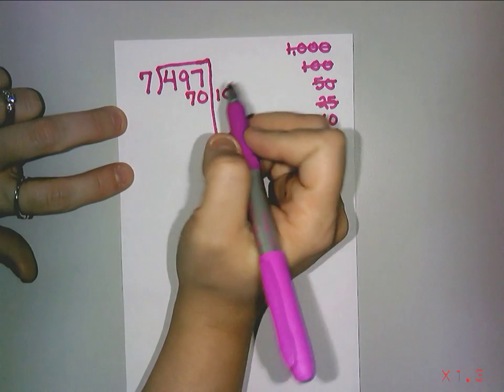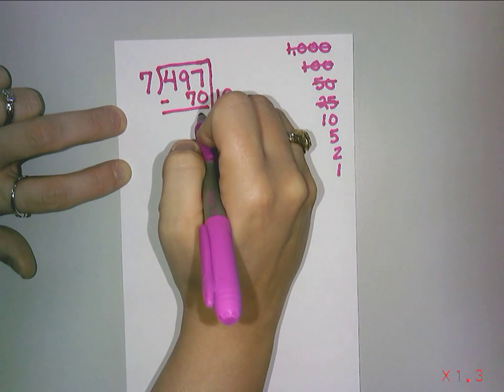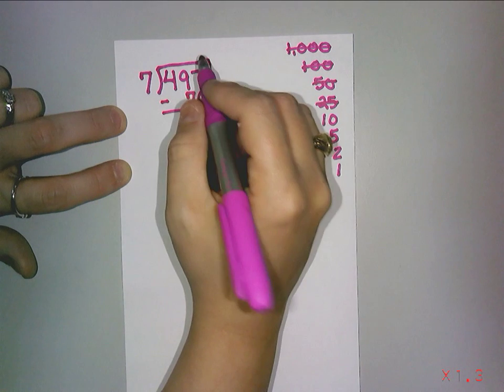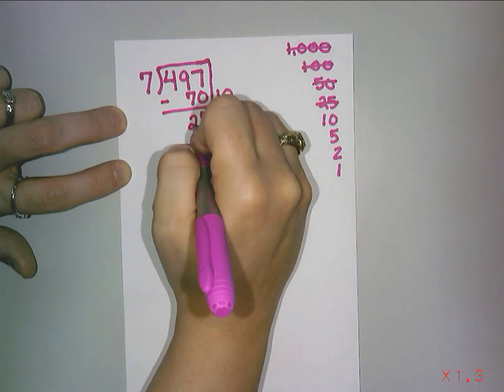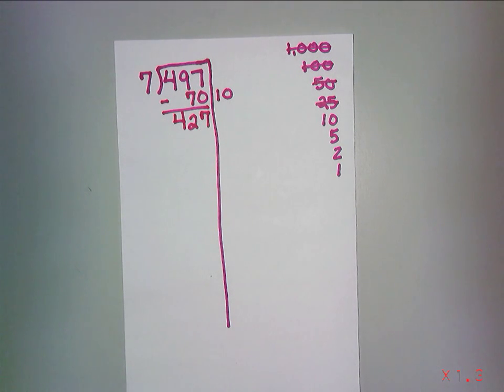I can do another 70. Notice how I'm lining up my 10 with my 70. That helps me keep track of what I'm doing. And I'm going to subtract. 7 minus 0 is 7. 8 minus 7 is 1. 2 minus nothing is 2.